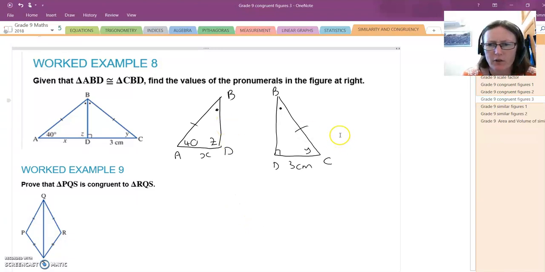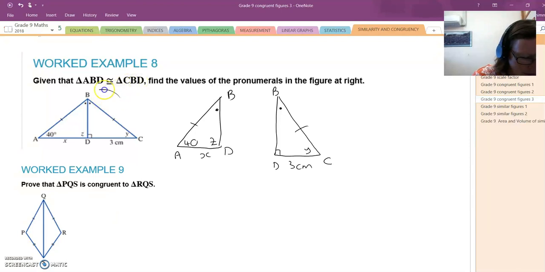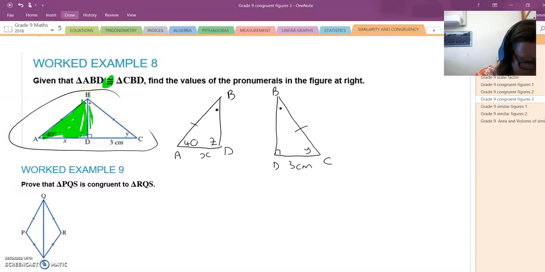Okay, our third video of congruent figures. We are told that here, triangle ABD, the triangle that I'm going to highlight in green, is congruent to the triangle that I'm going to put in yellow.